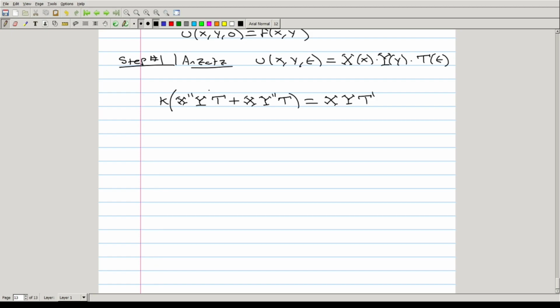The first thing that I recommend doing is dividing by X times Y times T, to get k times X prime prime over X plus Y prime prime over Y is equal to T prime over T.